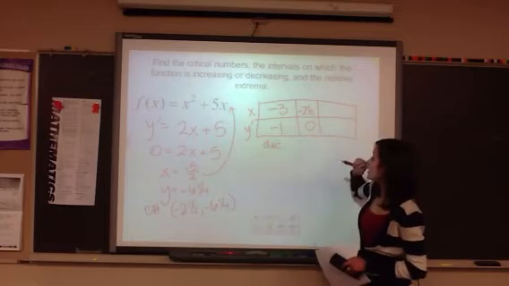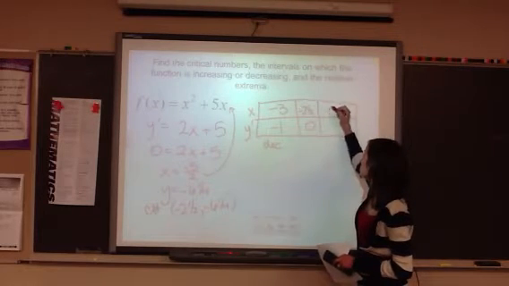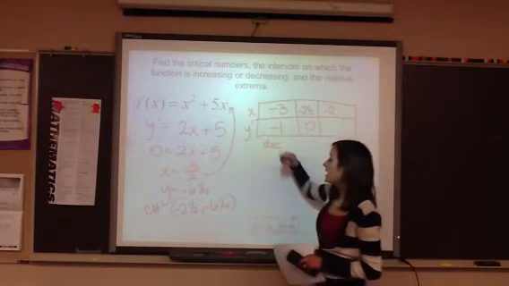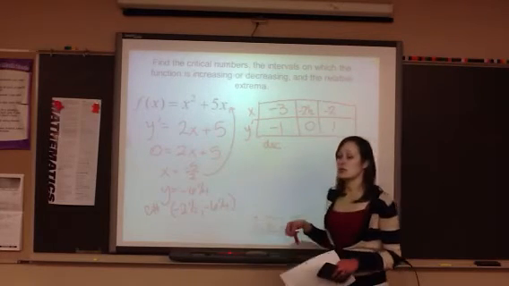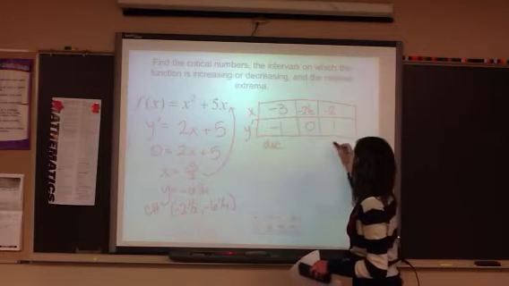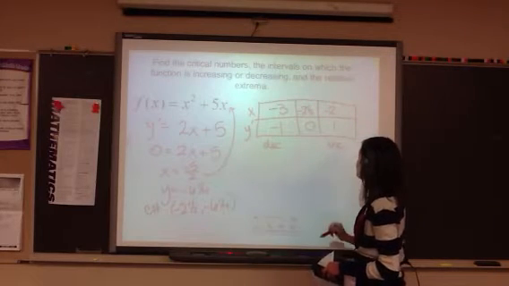So we're going to put in a value on the other side of negative 2 and a half, which is negative 2. If you plug that in to the derivative, you get positive 1. So since my slope is positive, that tells me my graph is increasing.